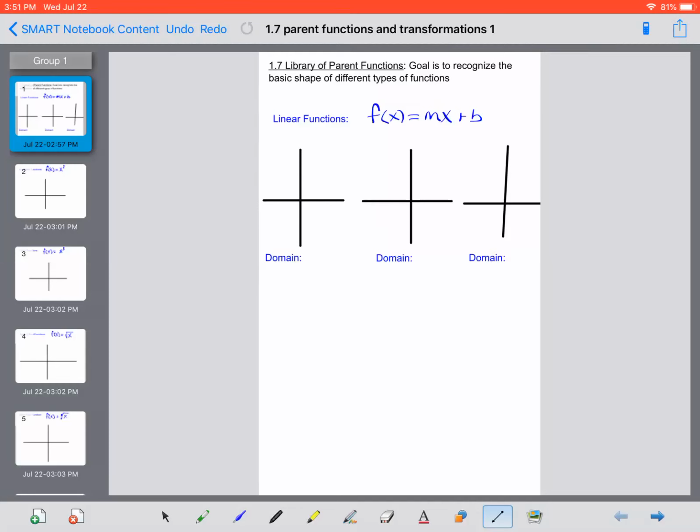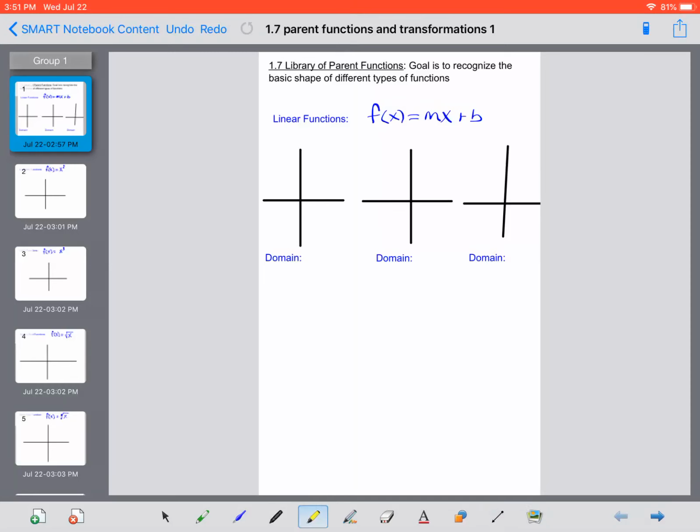In section 1.7, we talk about the library of parent functions as well as transformations of graphs. So our goal here is to try to recognize the basic shape of a function based on its equation and based on some simple transformations. So let's start with linear functions because we know what these look like. We've already talked about linear functions a lot.